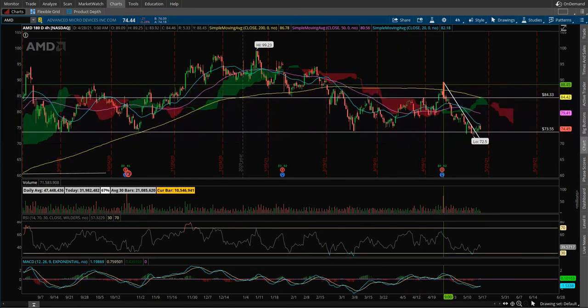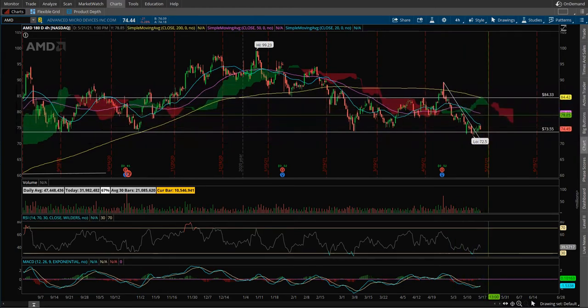Even though right here we broke above, you can see this big red candle and it comes back down, and now we're consolidating. So for entries and exits, you want to use support as an entry, or an exit if it goes below, and you want to use resistance as a way to take profits when it gets there.